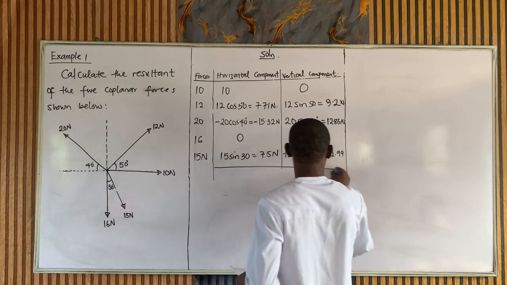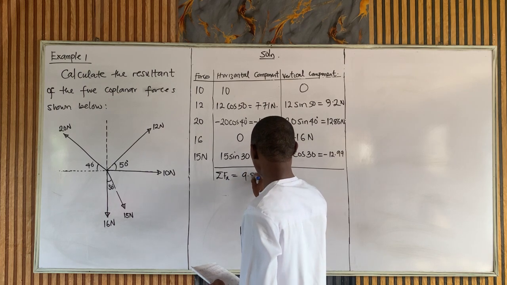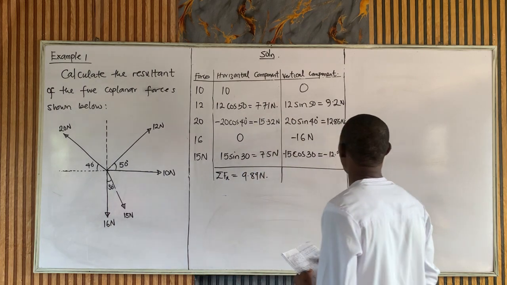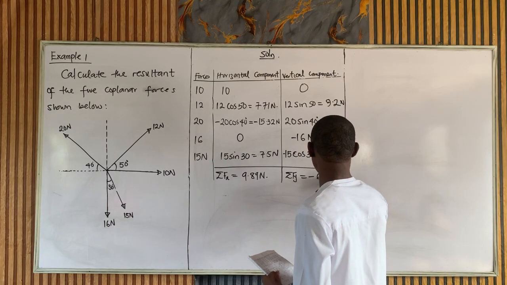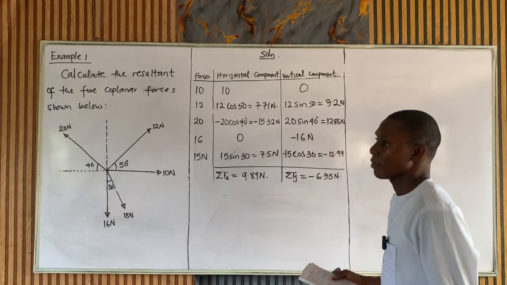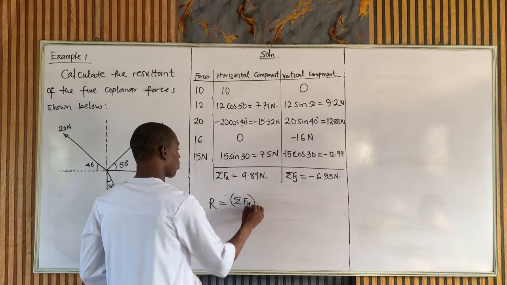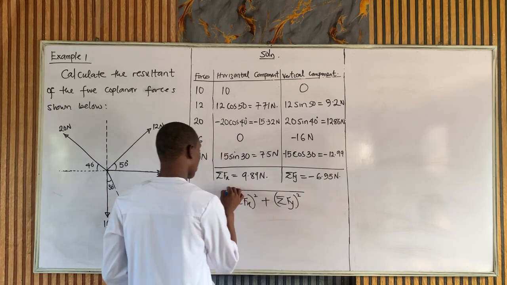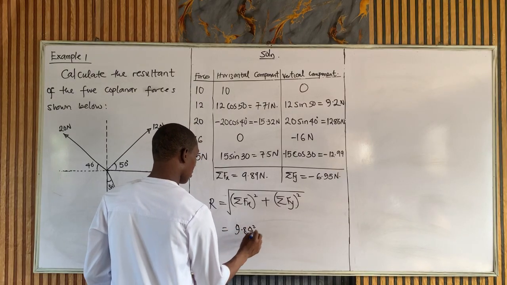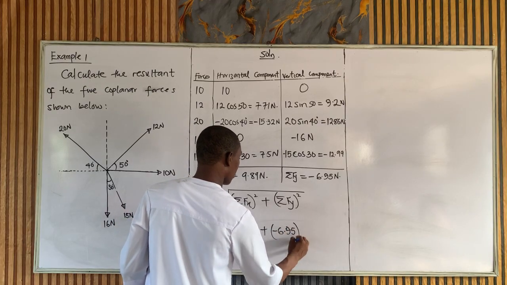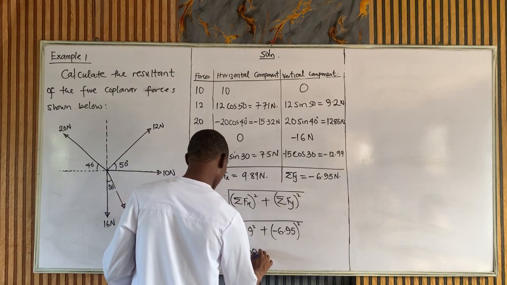And so from here, we sum up our horizontal components. If we do this, we are going to have 9.89 Newton. And for our vertical component, the sum of Fy, we are going to have minus 6.95 Newton. So this is what we have. Now, to get our resultant, we are simply going to say the square root of the sum of Fx squared plus the sum of Fy squared. So this is going to give us the square root of 9.89 squared plus minus 6.95 squared. Our final answer would be 12.09 Newton. That's the resultant.